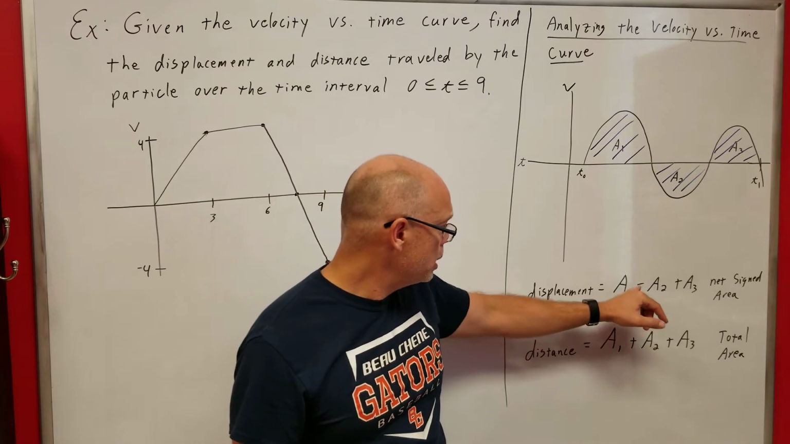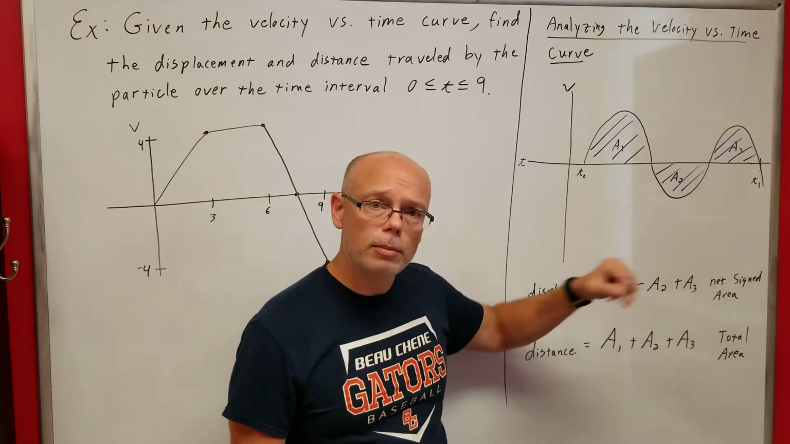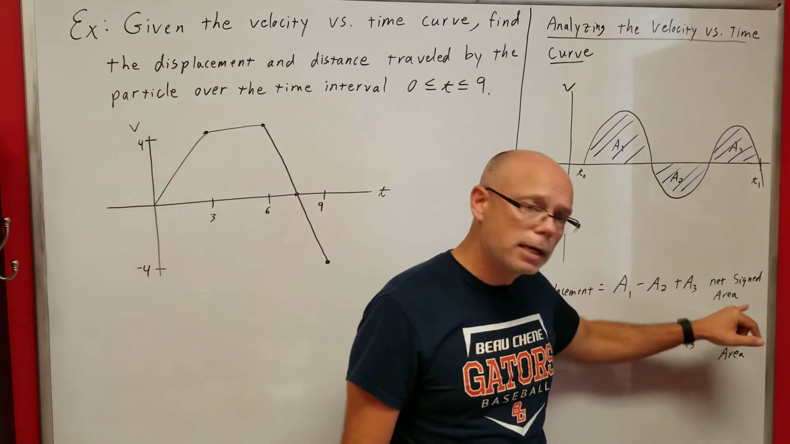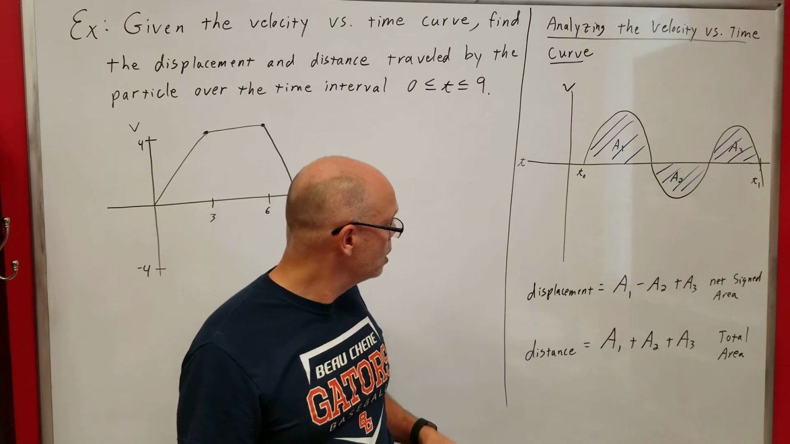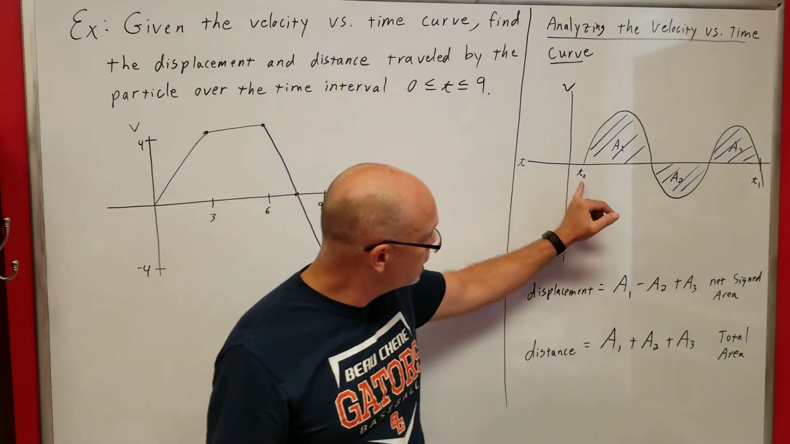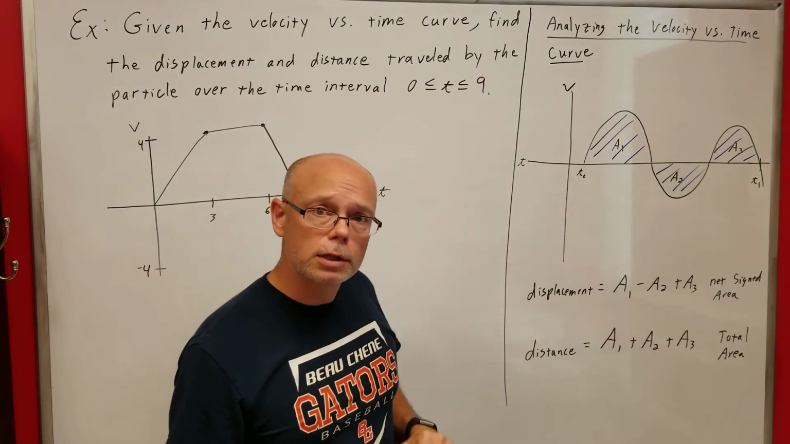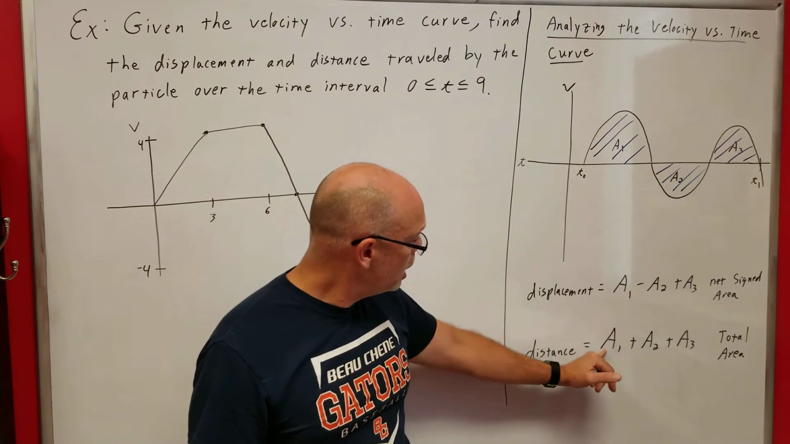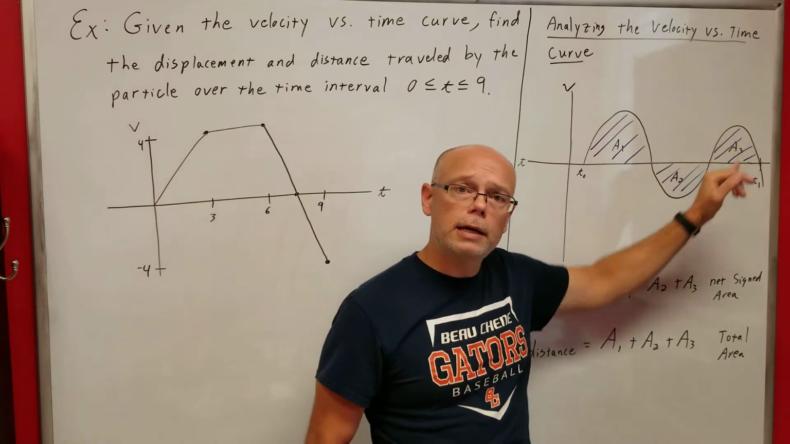Or you could think of it as, this is already a negative area, A2, so you just add them all up, okay? And that's what we call the net signed area, whenever we consider the positives and the negatives and add them up. All right, if I want the distance traveled from t subscript 0 to t subscript 1, and I'm given the velocity function here, what do I do? I take A1, add that area, add the area of A2, and add the area of A3.